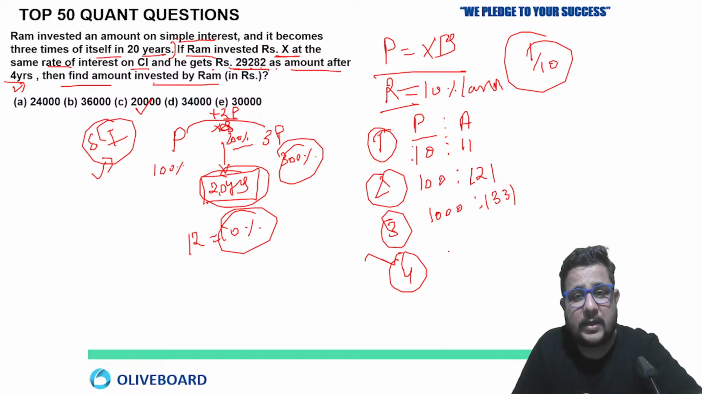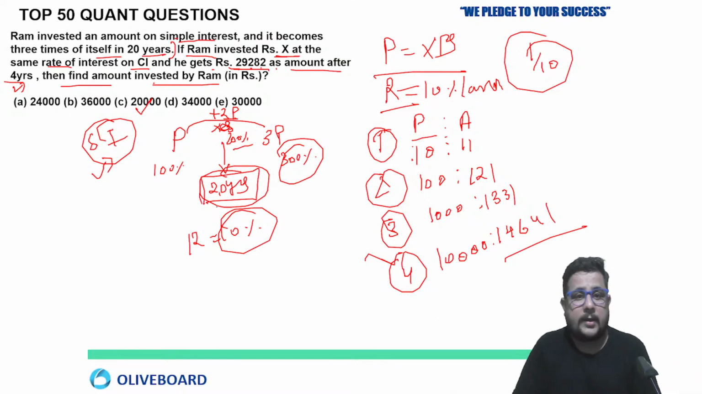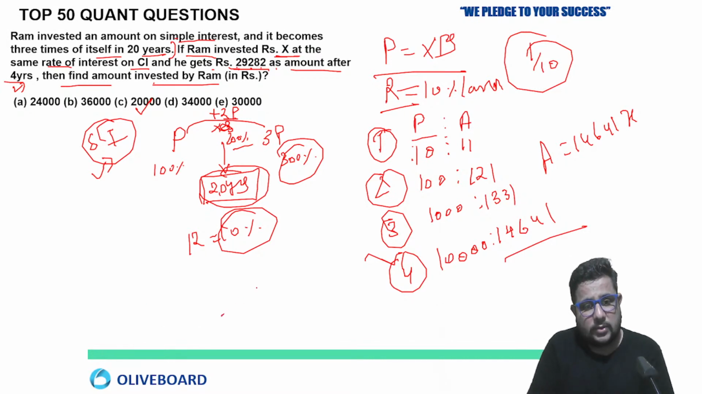In the fourth year, it would be what? 10 to the power 4, so 10,000. This is going to be 11 to the power 4, 14641. I think it is, yeah, correct. Now, what are they saying? He gets rupees, the amount is given. Amount is what? In this ratio, we can say that the amount is 14641x. This is given as 29282.